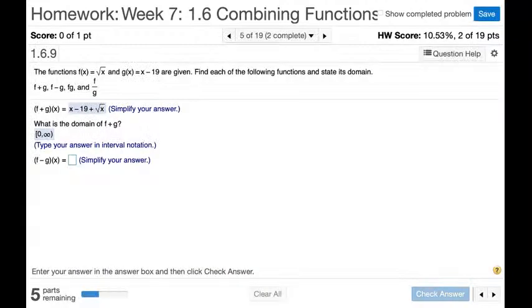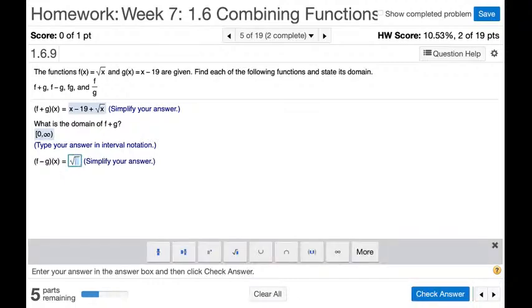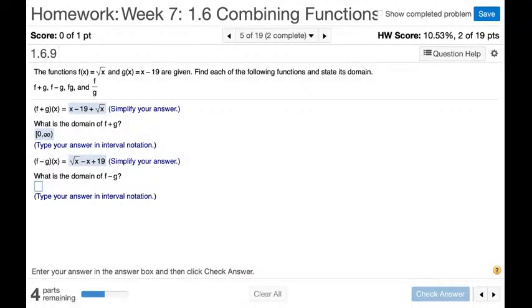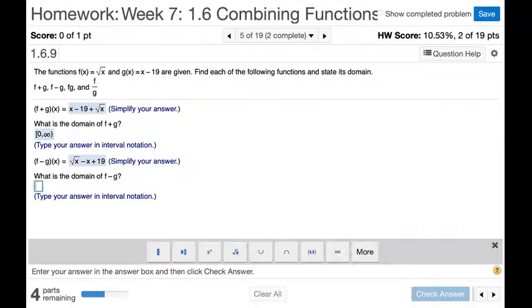F minus g. So we have to distribute a negative into g, right? So f is this thing, square root of x. We're going to say minus g, which is x, and we've got to distribute the negative, so that's going to become plus 19. Hang on, let me do this. Plus 19. Domain, I think it's the same domain. 0 to infinity.